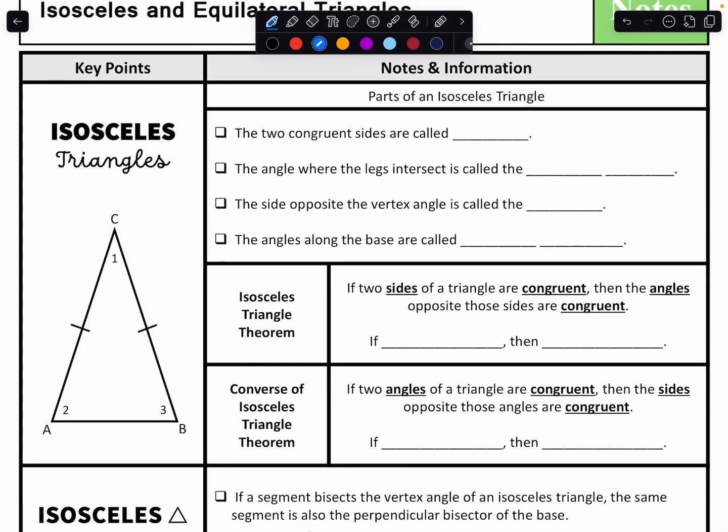Hello everyone, this is going to be kind of weird because I'm doing a voiceover, so the writing's not going to match my voice. But in 4.2, we were going to talk about isosceles and equilateral triangles.